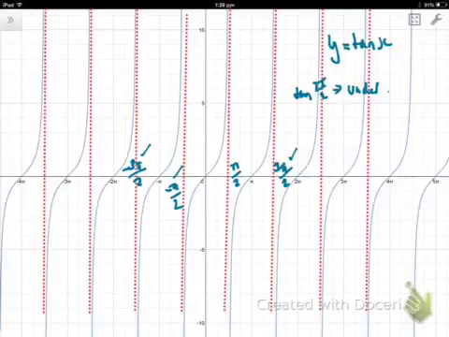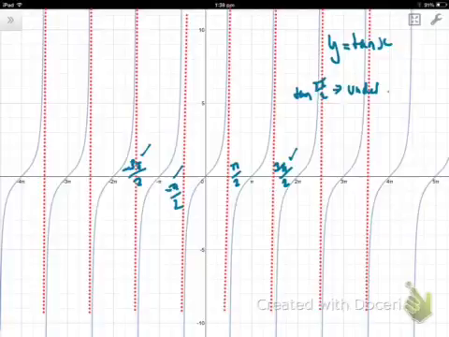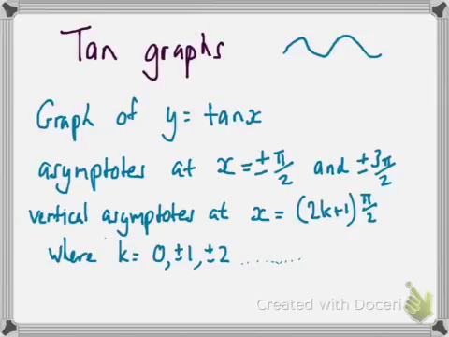So tan graphs have asymptotes. And they also have, it's almost like a cubic graph shape to them, where they start up here, near the asymptote, they wind their way down and around like that. So that's the basic shape of the tan graph. They have asymptotes at plus or minus pi on 2, and plus or minus 3 pi on 2, and plus or minus 5 pi on 2, and so on.